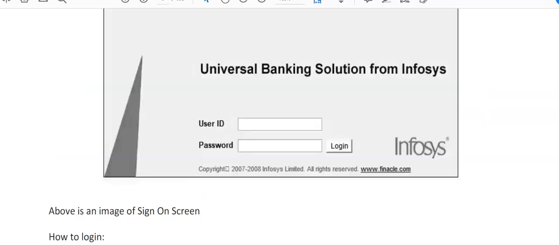So friends, most of you must be aware how the Finacle screen looks. So universal UBS, universal banking solutions from Infosys, user ID. All those who join the bank are allotted a user ID as per their requirements, and their various powers are allotted as per their designation. And the password they can create after the database operator has allotted them a simple password which needs to be changed frequently. So this is an image of a sign on screen, right?